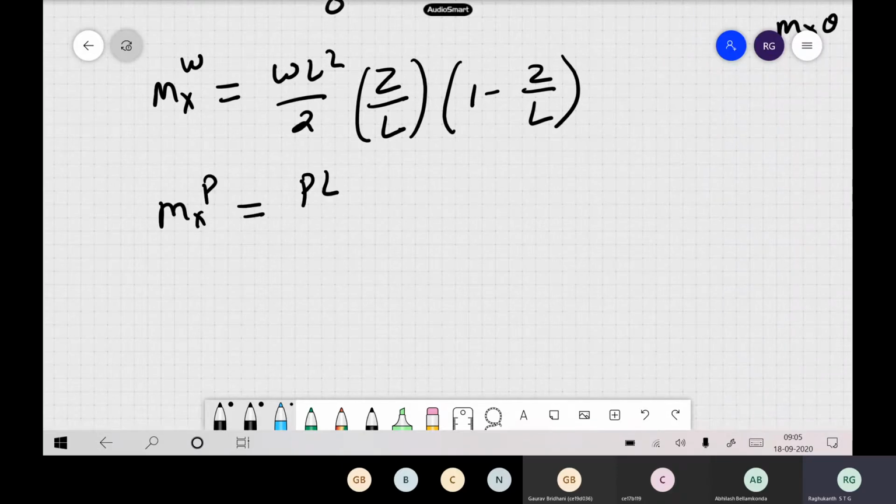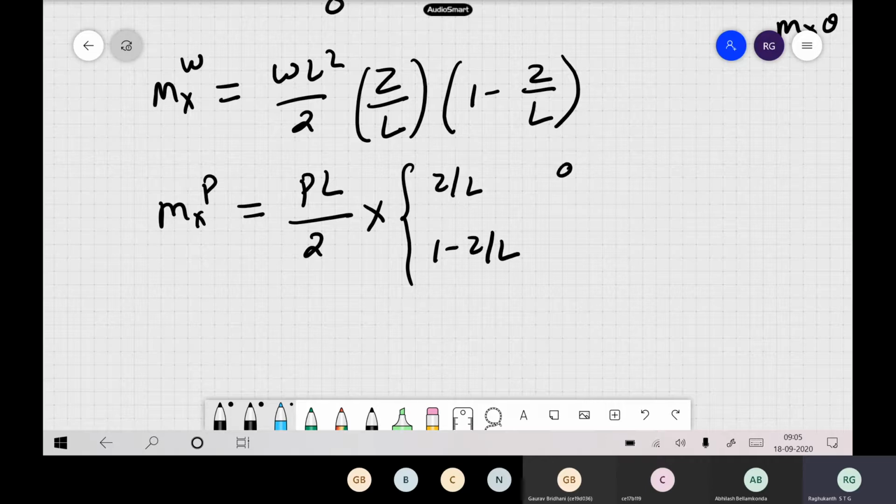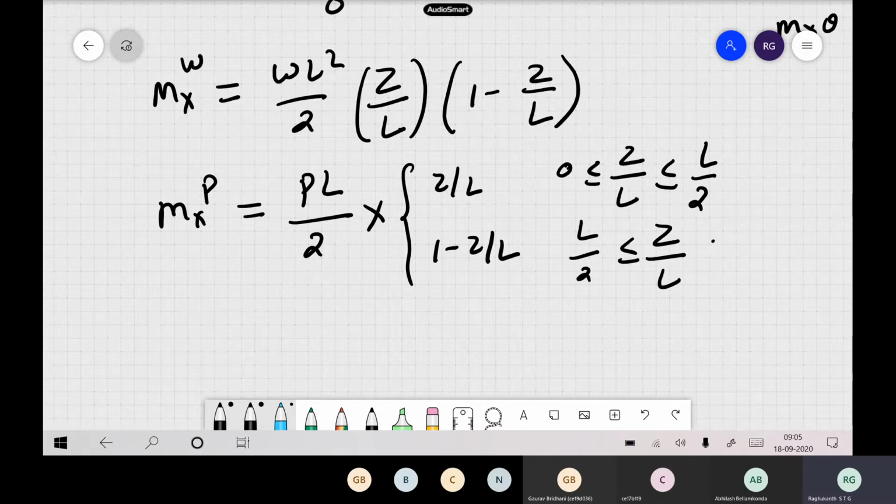So this also we wrote. But here, you have to be very careful because the bending moment on this side and that side will be different. So these two, you have to split the integral into two pieces. This is valid for z by L less than or equal to L by 2, and of course this is for L by 2 less than or equal to z by L less than or equal to L. So these are our bending moments.